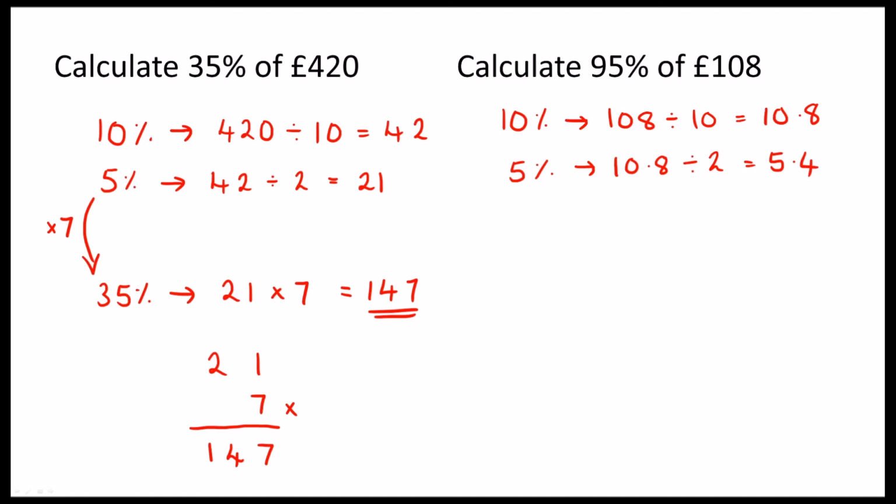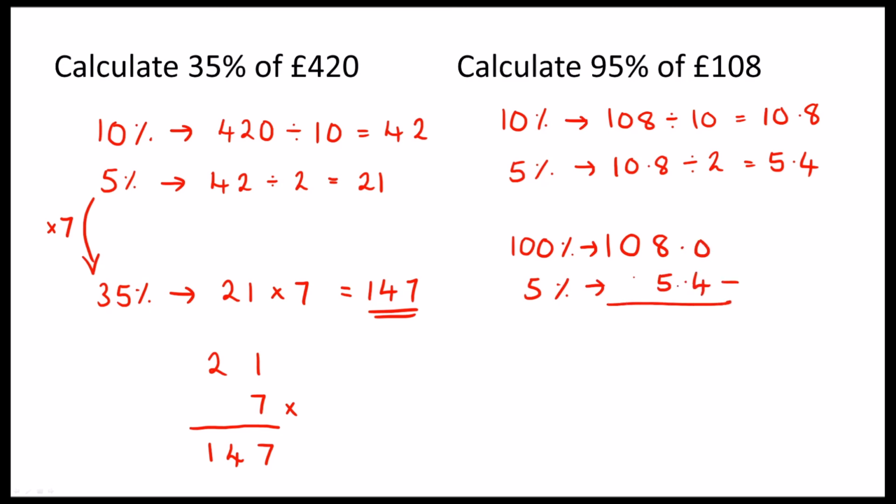I could do the same thing as before and say that I need 19 lots of 5% to get 95%. However, 95% is just 5% less than the original amount. I can therefore take 108, that's 100%, and subtract 5% from it. So that's 5.4.